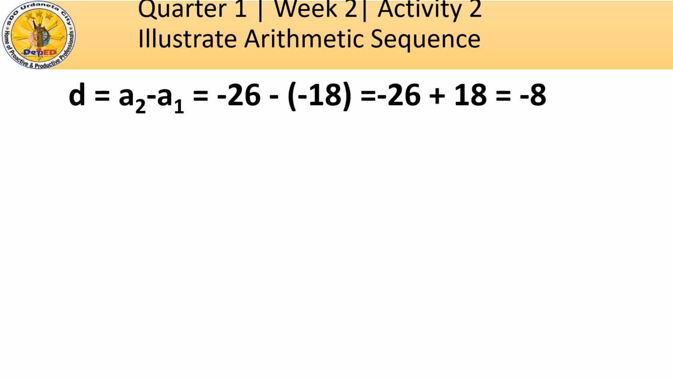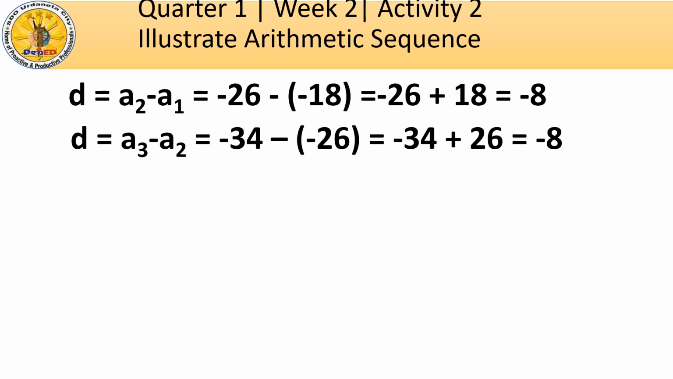The common difference is equal to a sub 2 minus a sub 1 is equal to negative 26 minus the quantity negative 18, so it is equal to negative 26 plus 18. You have unlike signs, so you have to subtract: 26 minus 18 is equal to 8. The sign of the greater absolute value is negative, so the difference is negative 8.